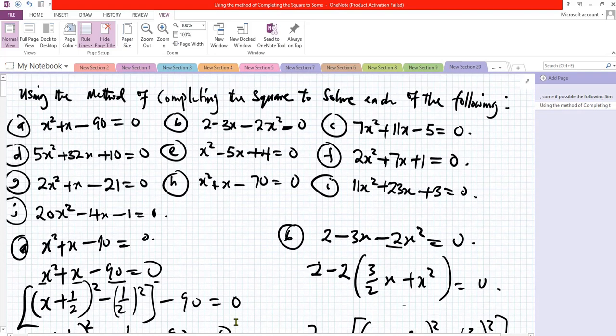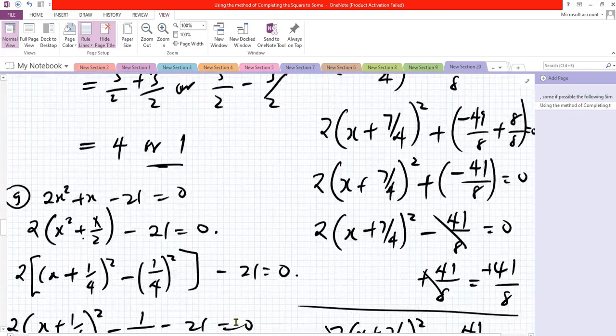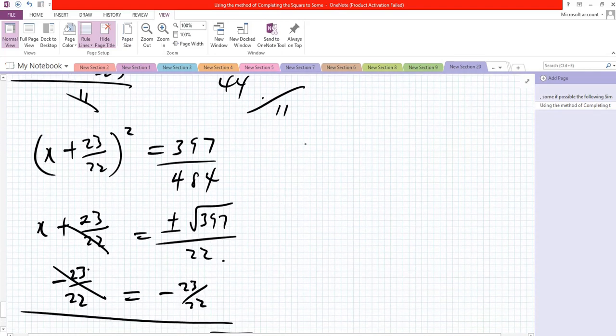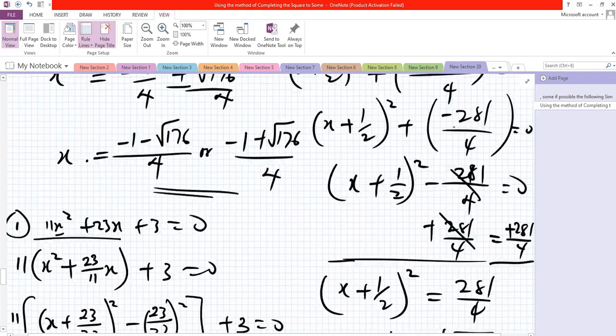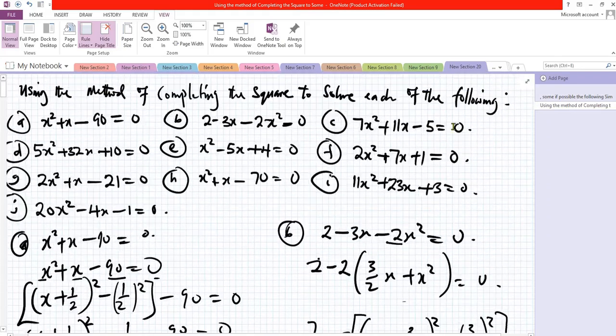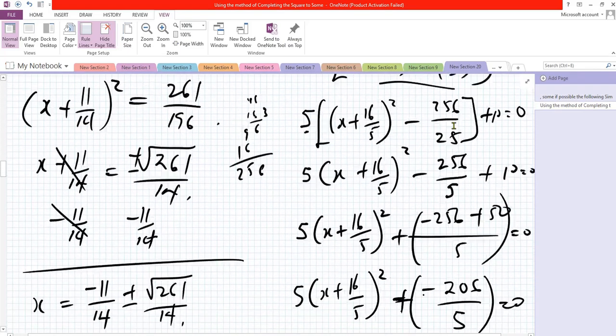The last and not the least is we have 20x squared minus 4x minus 4 equal to 0. So 20x squared minus 4x minus 1 equal to 0. Let me be sure that is what was written. 20x squared minus 4x minus 1 equal to 0.